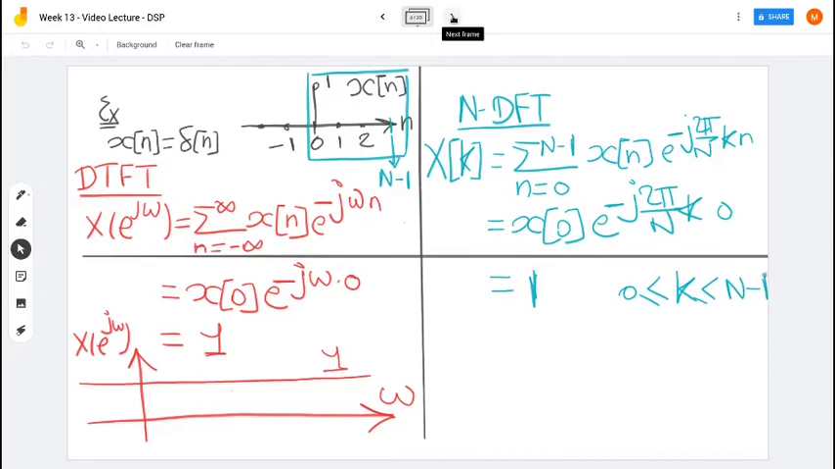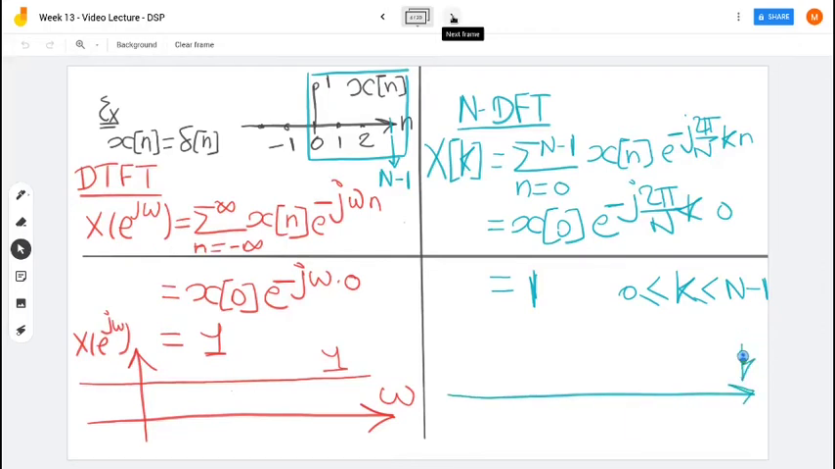Whereas this continuous variable omega takes the values from minus infinity to positive infinity in a continuous manner. It's a continuous variable. That's why when we plot X of e to the power j omega, it was a continuous function like this. But right now, when we plot X of k, it will be a sort of discrete function.